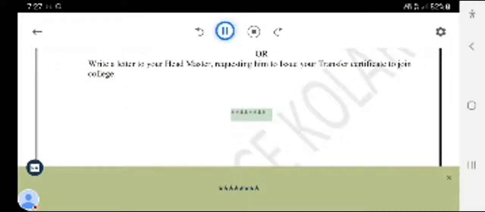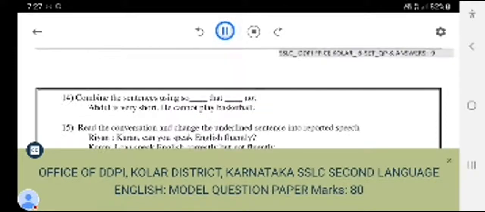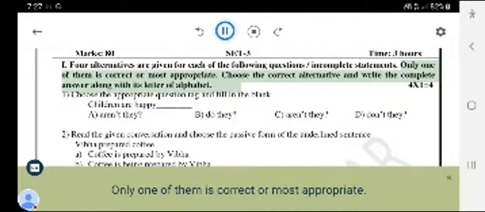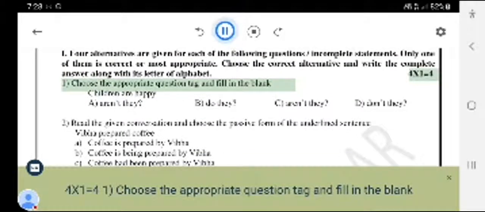Office of DDPI, Kolar District, Karnataka. SSLC Second Language English. Model question paper. Marks: 80. Set 3. Time: 3 hours. Four alternatives are given for each of the following questions, incomplete statements. Only one of them is correct or most appropriate. Choose the correct alternative and write the complete answer along with its letter of alphabet. 1. Choose the appropriate question tag and fill in the blank.